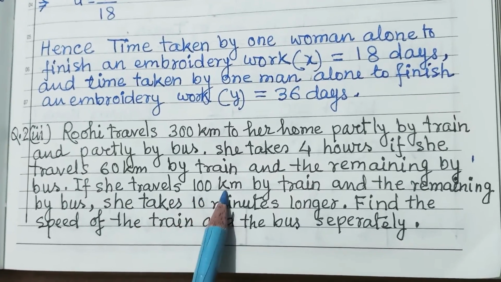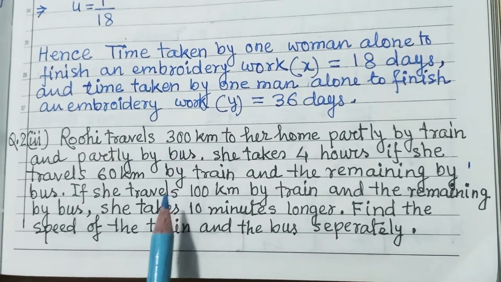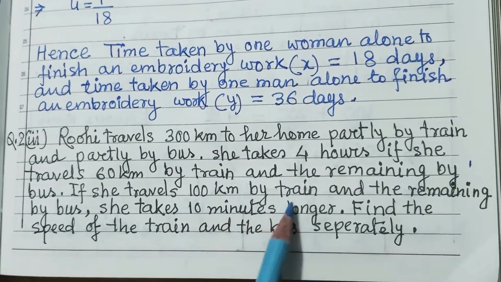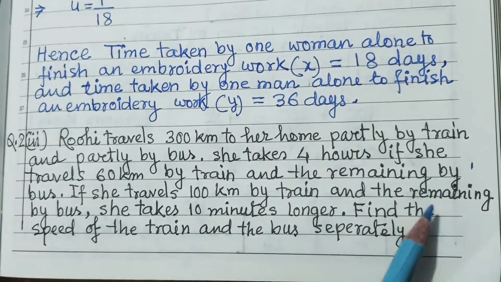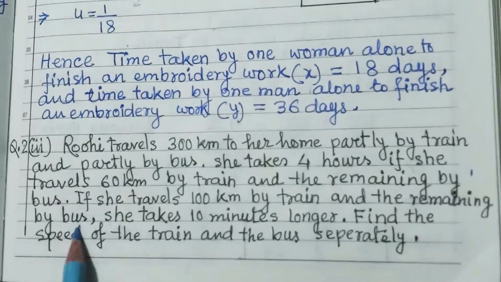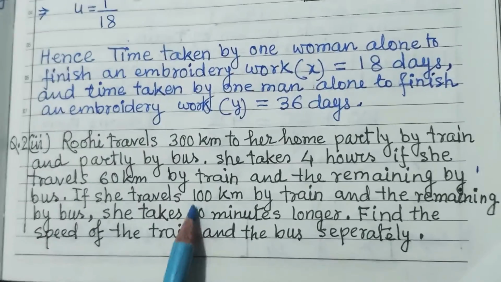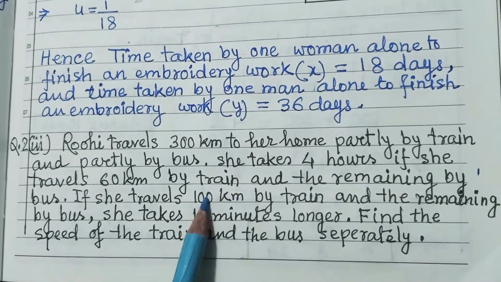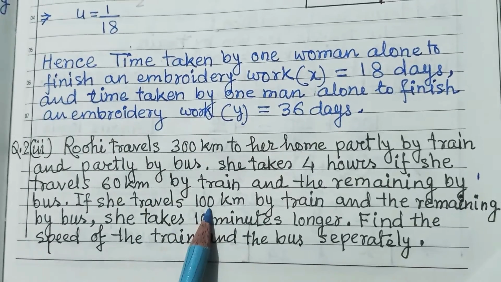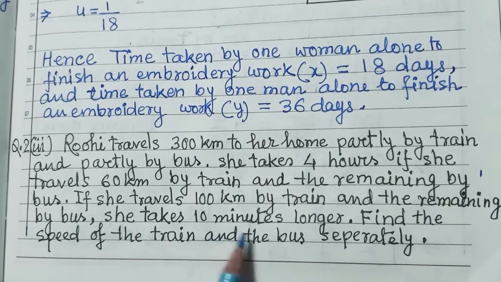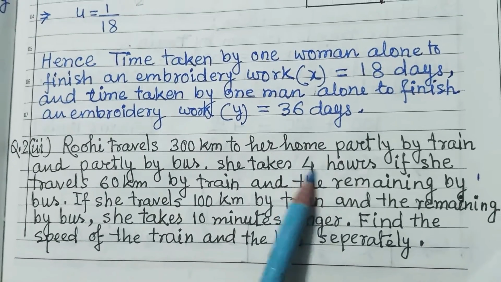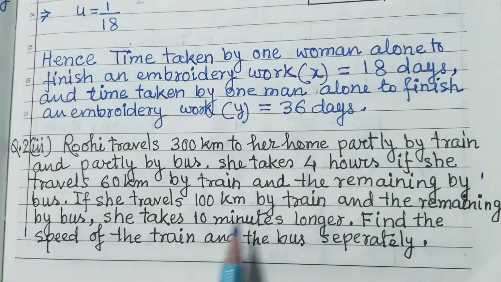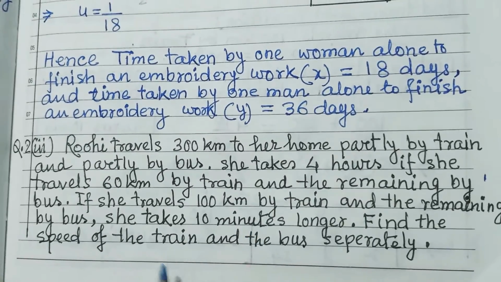If she travels 100 km by train and the remaining by bus, so out of 300, 100 kilometers by train and the remaining 200 kilometers by bus, she will take 10 minutes longer. So previously it was 4 hours and now it is 4 hours 10 minutes. Okay.